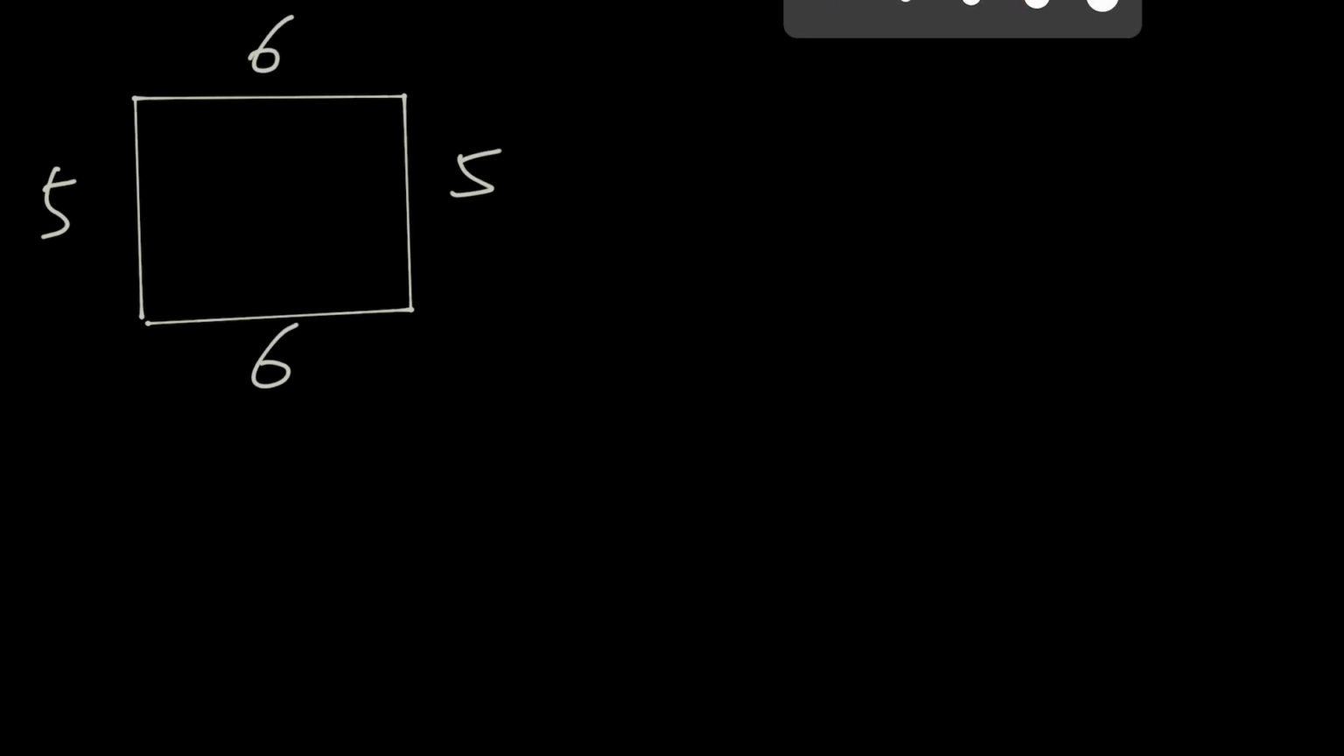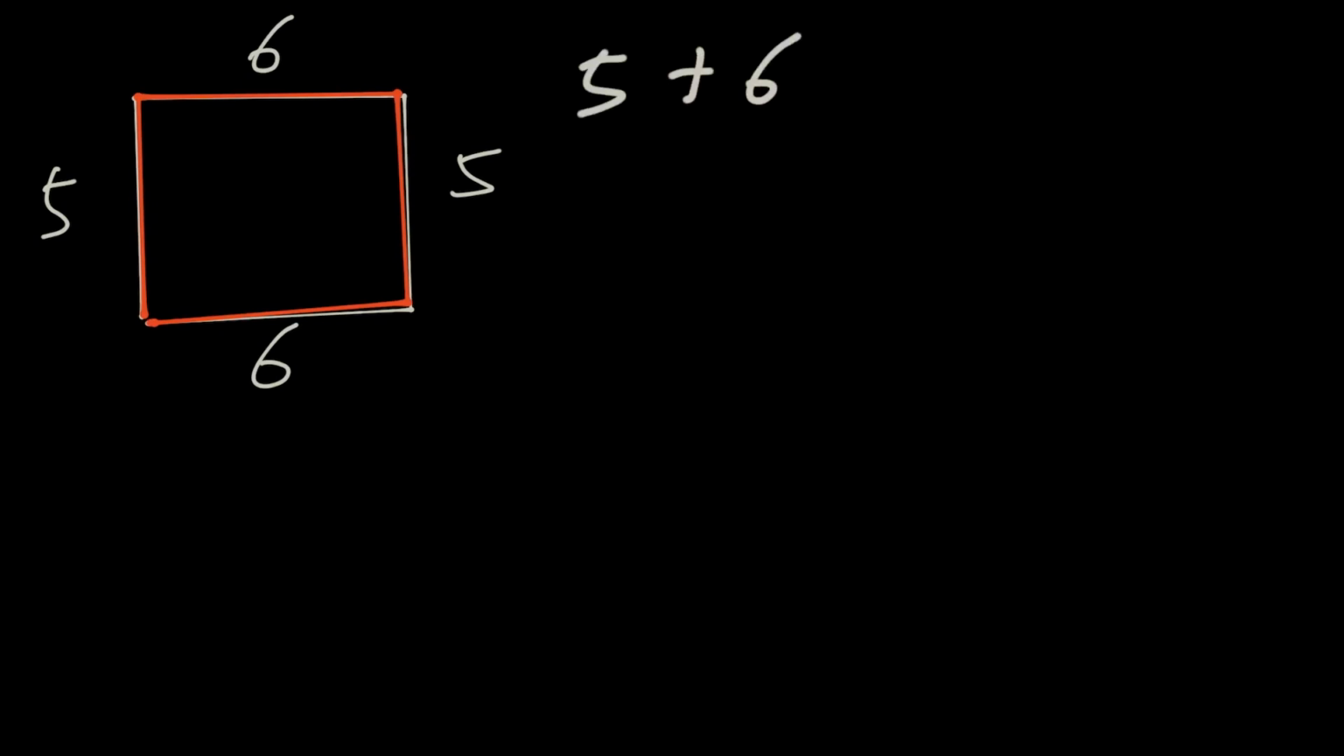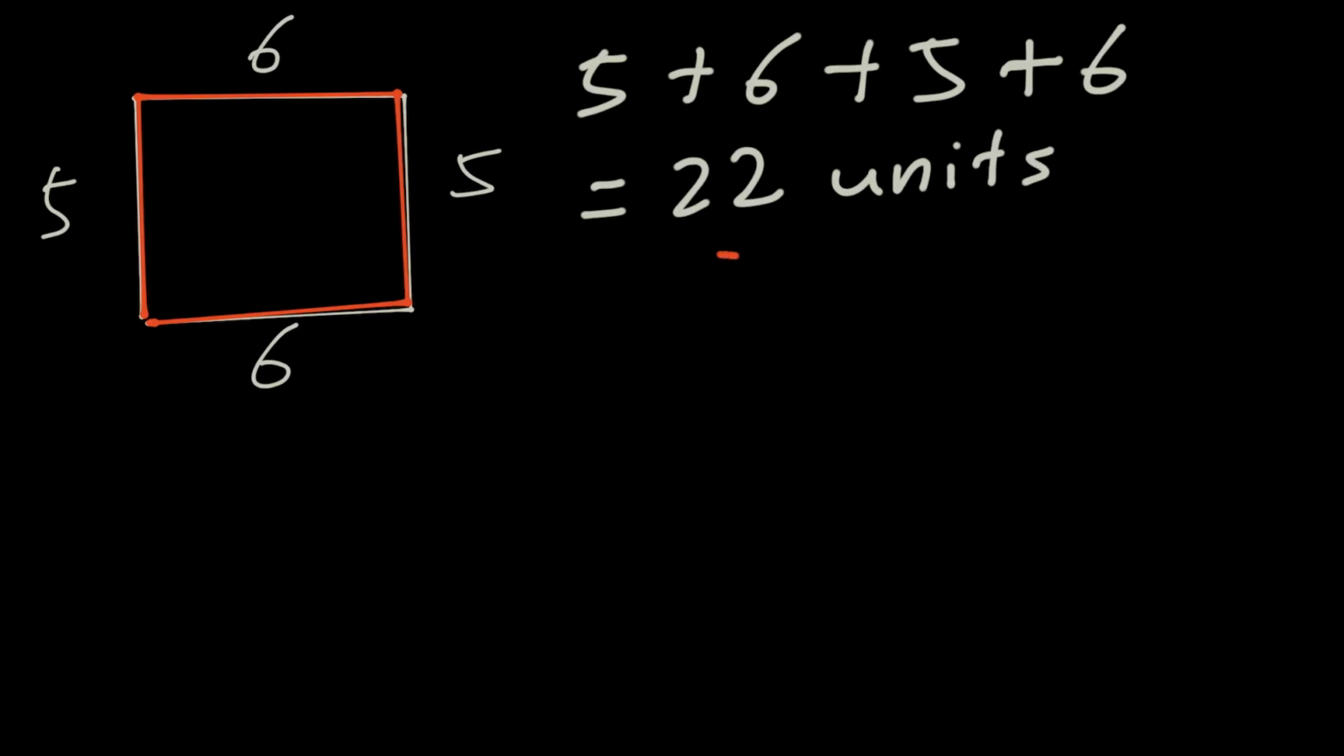To find out, we simply would take each of the measurements as we go up. That's 5, 6, 5, 6. So we would simply take 5 plus 6 plus 5 plus 6. So the answer is 20 units.